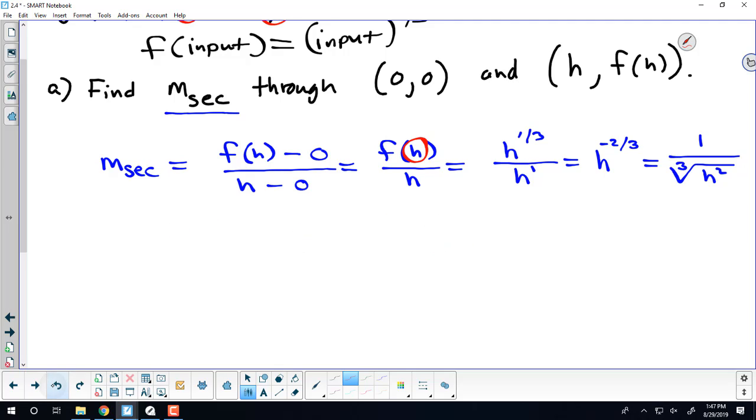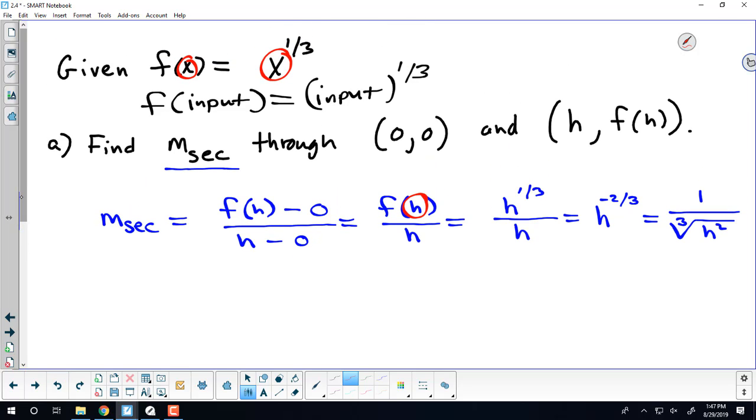So really, that's a way to characterize or generalize the slope on this function x to the 1/3. I'm starting at the origin, and for any point away from the origin, I can find the slope of the secant line, as long as I describe the distance from the origin. So it's the slope of the secant line as a function of the distance from the origin. Okay. Part B.